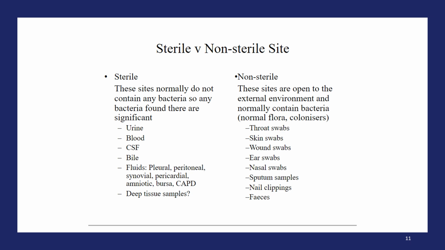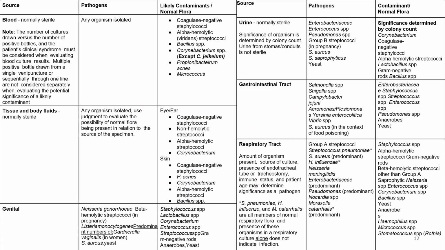We also refer to sterile and non-sterile phrases in microbiology. Sterile means the sites normally do not have any bacteria, but non-sterile means they are open to the external environment. Non-sterile samples include throat swabs, skin swabs, wound swabs, and others, while sterile samples include urine, blood, CSF, bile, and others. So it is necessary to understand, from the various clinical samples, which are the contaminants and which are the pathogens.